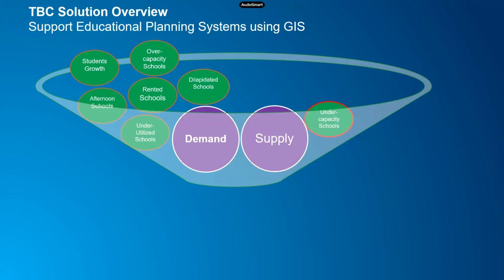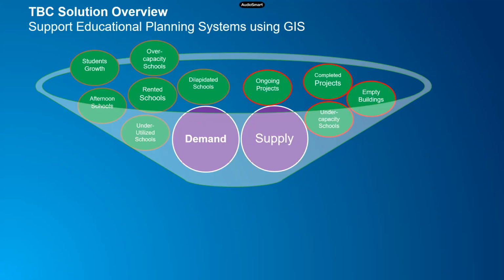So the supply was the undercapacity schools, the schools that still have room for additional students to join them. We had the empty buildings. There were some buildings that the ministry owns that could be used as schools. So that was supply that we could use to solve the problem. We also had the completed projects. The ministry was building some new schools. So once these schools are completed, they can come into action. So we can use them to resolve the issues of these ones on the left.